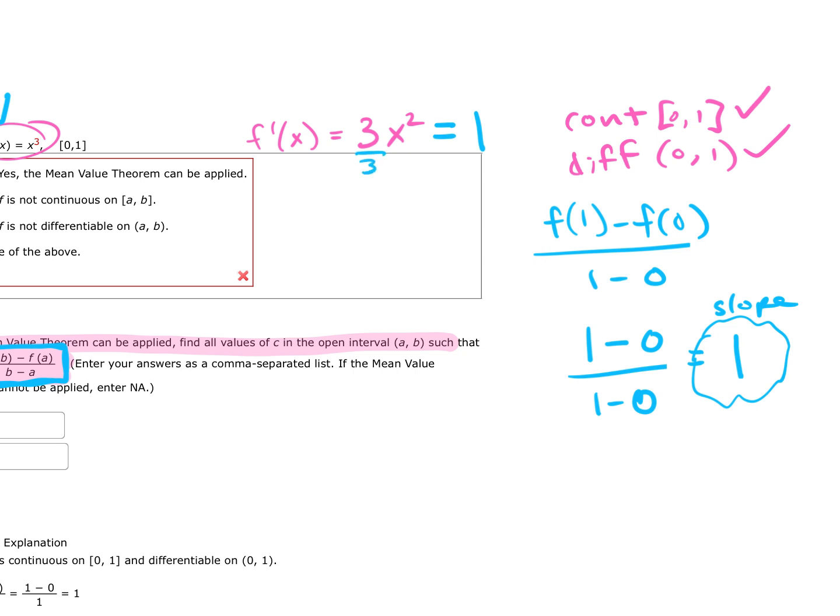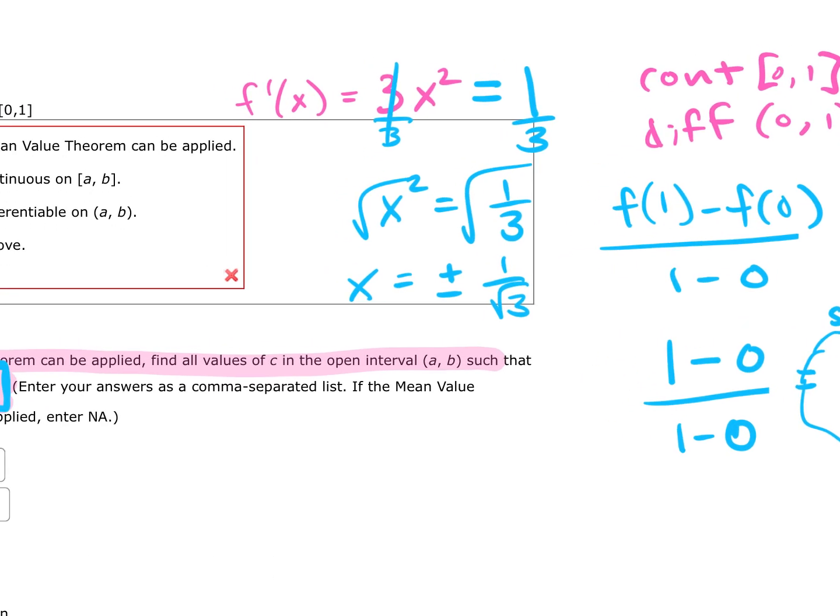When we divide both sides by 3, we get x squared is equal to 1/3. What would we do next? Take the square root of both sides. So x is equal to what? Plus or minus 1 over square root 3. Rationalize it if it needs to be rationalized. For something like this, multiply the top and the bottom by square root 3. So x is equal to plus or minus square root 3 over 3.